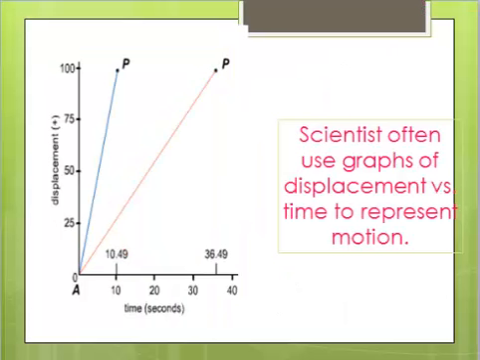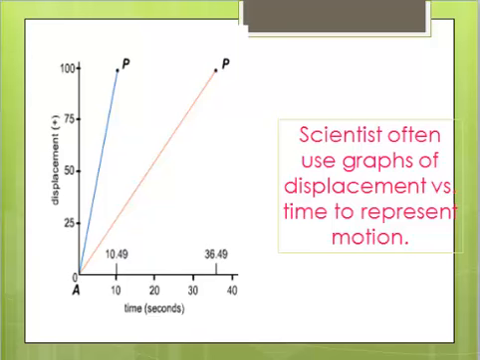Let's look at them together on the same graph, because quite often scientists will use graphs of displacement versus time to represent that motion. If we wanted to give a complete scientific description of the movement of one of these objects, we would need to be specific, because a complete scientific description leaves no guessing as to how far and how fast and what type of distance an object has moved.